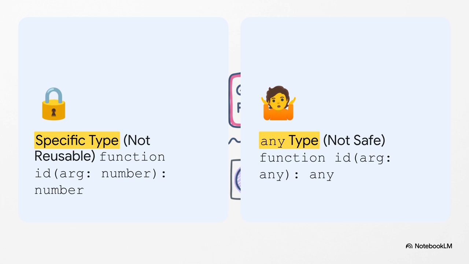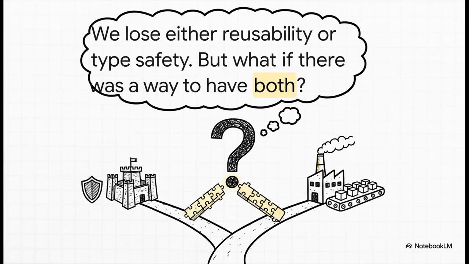Then on the right, you have the any type. It's the anything goes option. Sure, it's reusable, but you're basically throwing away everything that makes TypeScript awesome. You get no autocomplete, no type checking, you're just hoping for the best. So it feels like you're stuck, right? You're forced to choose between being safe and rigid or being flexible and reckless.